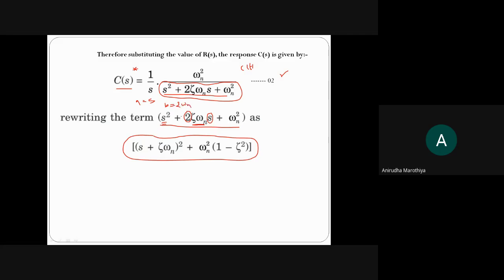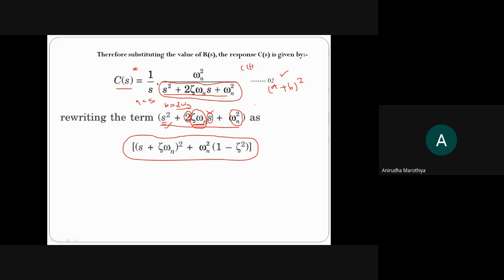Now let us try to apply the (a plus b) whole square formula over here. So here we have a square, which is nothing but s square, plus twice ab, so twice a into this entire term, which is nothing but b. Then plus we want b square. In order to convert this in the form of (a plus b) whole square, we want a square plus twice ab plus b square. Now what is b? b is nothing but zeta into omega n. So we want (zeta omega n) whole square. But here we have only omega n square.